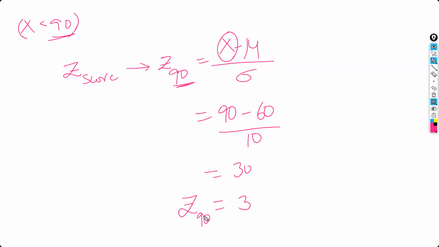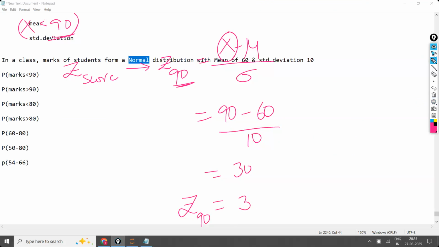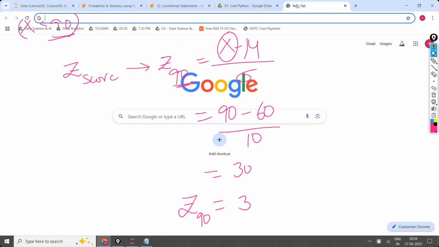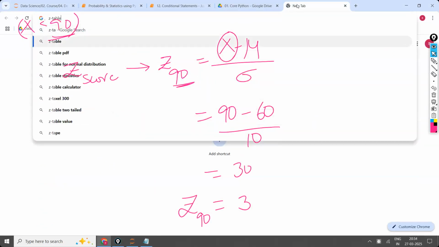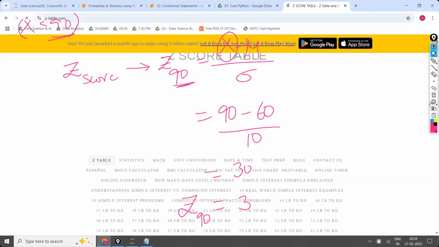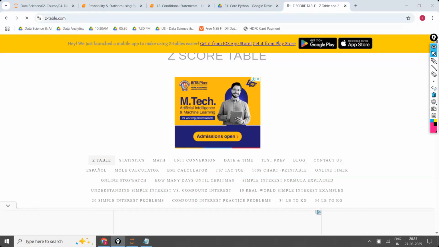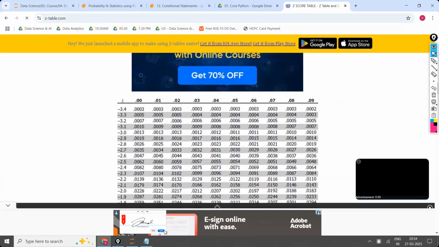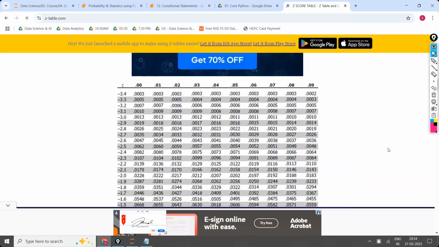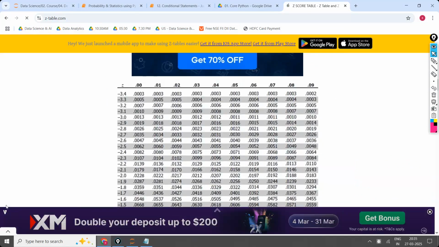Right? Now, after getting Z of 90, what do you have to do? Open the Z table. z-table.com. So you have to open the Z table. Now in this table, you are going to have the probability values. This is the Z table and these are the probability values. Now you will get a question: how to understand this table? I'll explain one by one.